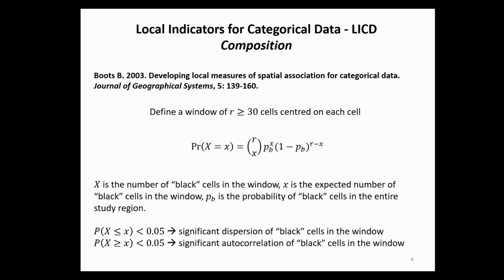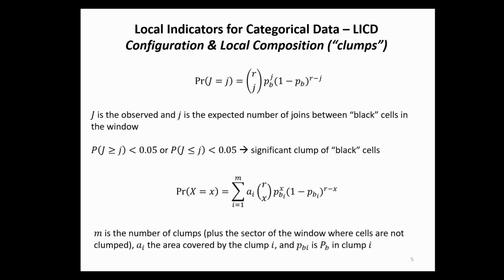That's why we need an additional parameter, which is the configuration. So the null hypothesis, I need to read it because of course it's quite complicated. Given the number of black cells composition in a local space, the window, the value of configuration of LICD is not significantly different from what would be expected if the black cells were located by chance in the local space. So it's not only a matter of the number of black cells you've got within the window, but also how they cluster. Therefore, the analysis of local configuration is required.